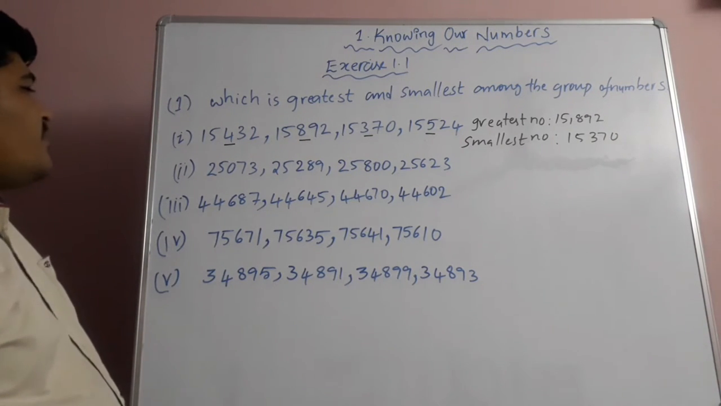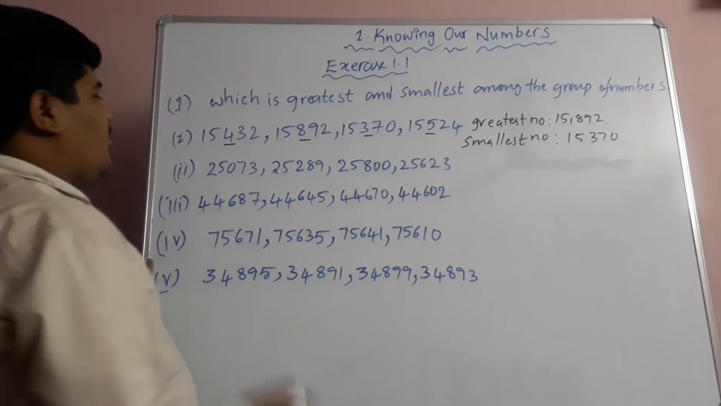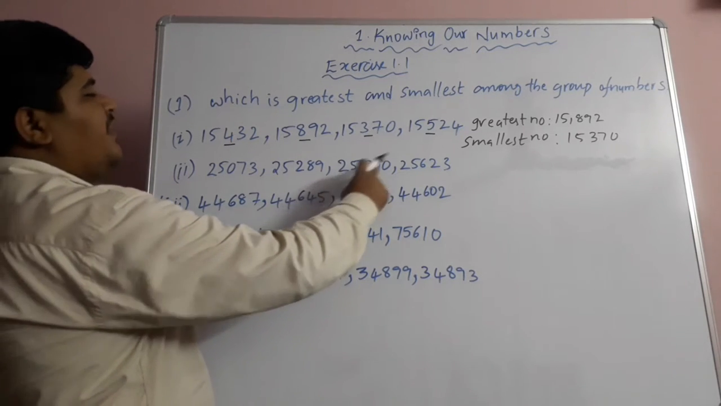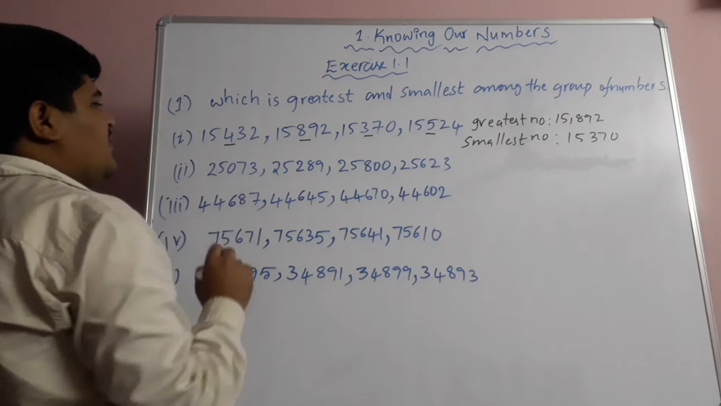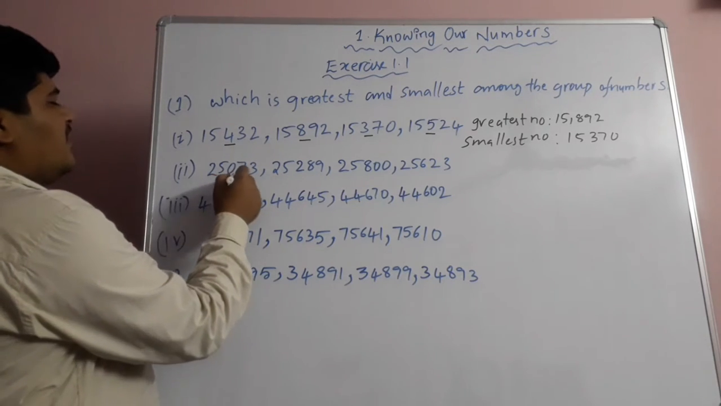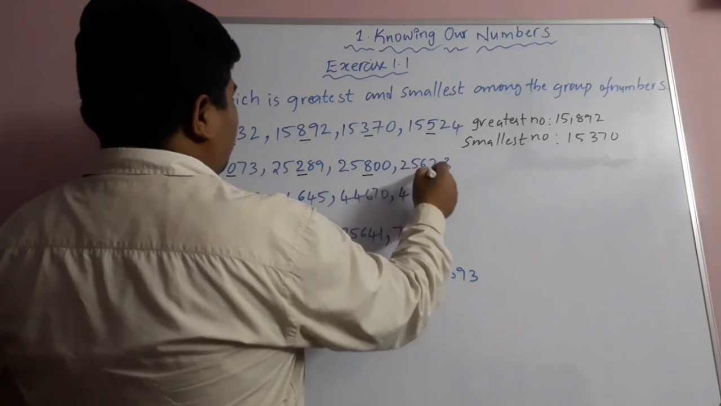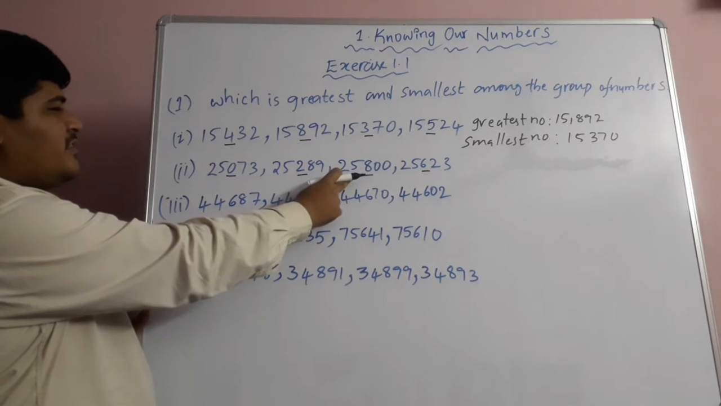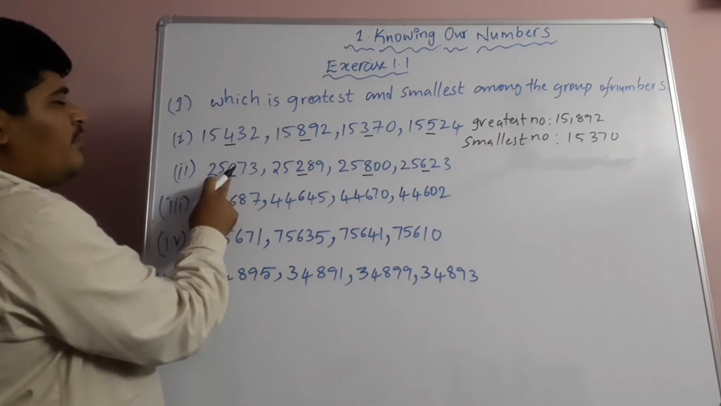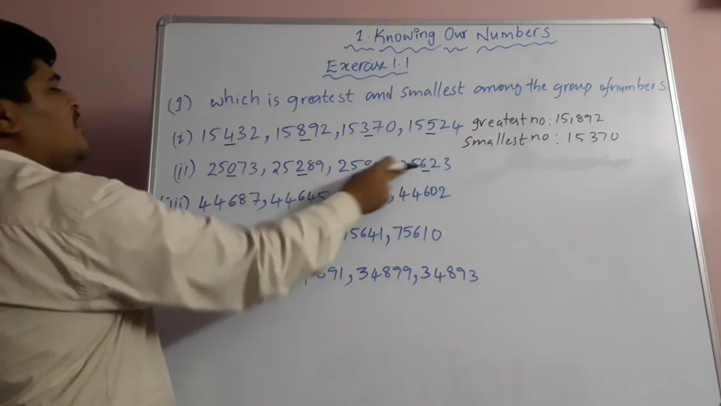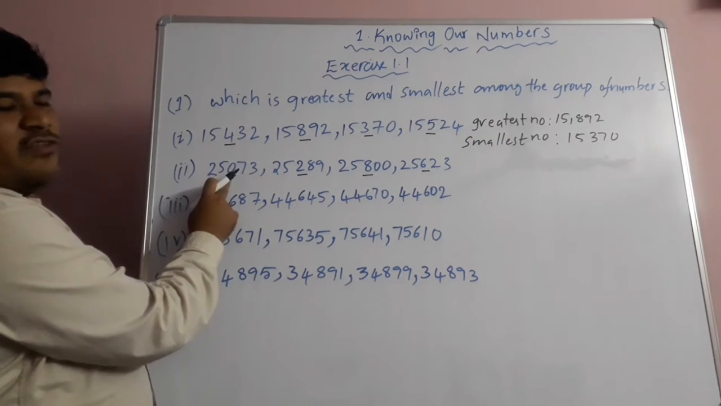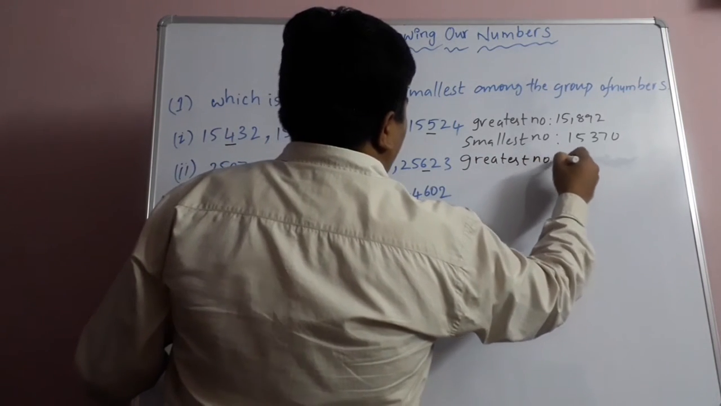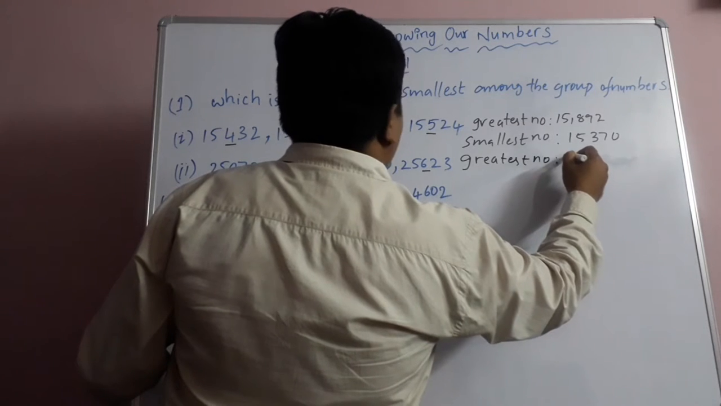Now children, let's look at the second problem. 25,073, 25,289, 25,800, 25,623. The first two digits are the same, children. Now let's see the third digit: 0, 2, 8, 6. Which digit is big here? 8, no? So 25,800 is the greatest. Among 0, 2, 6, 0 is the small number. So the greatest number is 25,800.